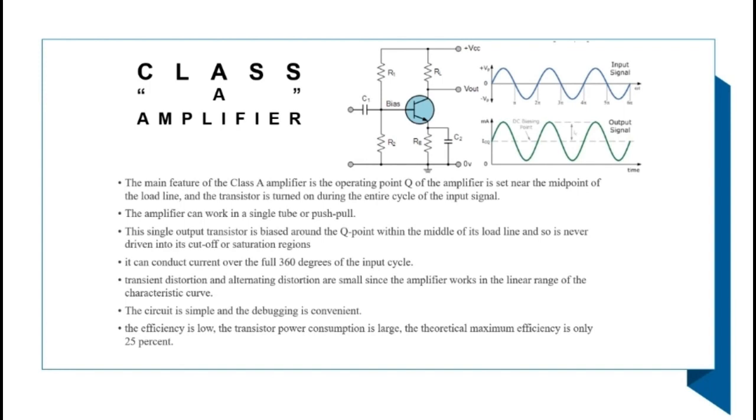Transient distortion and alternating distortion are small since the amplifier works in the linear range of the characteristic curve. The circuit is simple and the debugging is convenient. The efficiency is low, so the transistor power consumption is large. The theoretical maximum efficiency is only 25%.